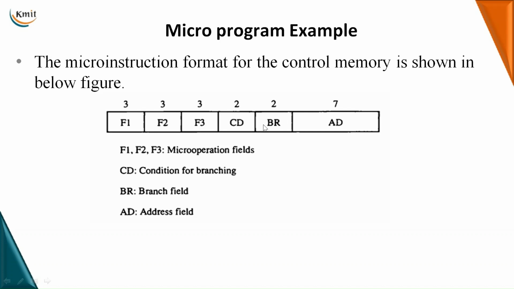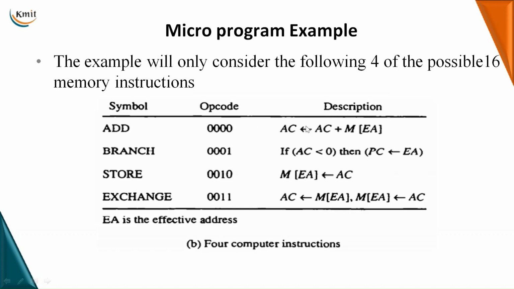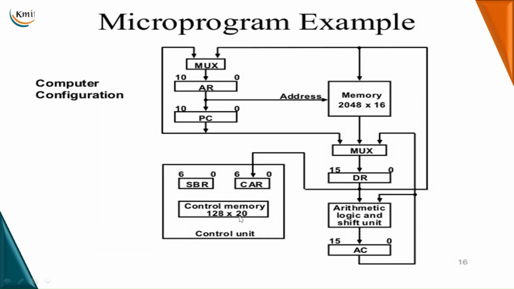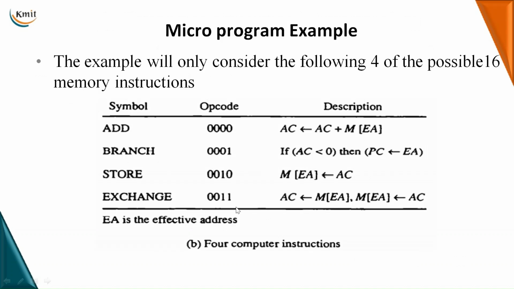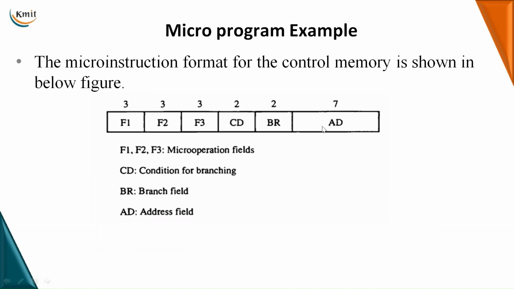Third is the branch field. It specifies whether it is a conditional branch or an unconditional branch. And the address field specifies the effective address. If you look at the bits, the address field is of size 7. We have seen that it is a 20-bit format. So 7 bits for address, 2 bits for branch field, 2 bits for condition field, and a total of 9 bits for the micro operation fields: 3 bits for F1, 3 bits for F2, and 3 bits for F3.